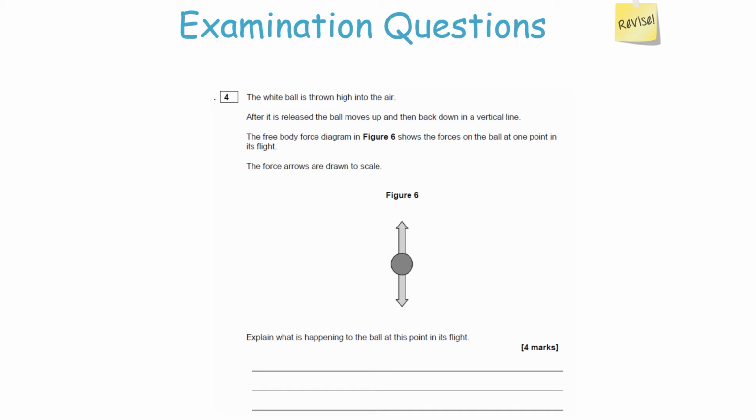So let's have a think about what's going on. Now the first hint they give you in this question is they say that the force arrows are drawn to scale.